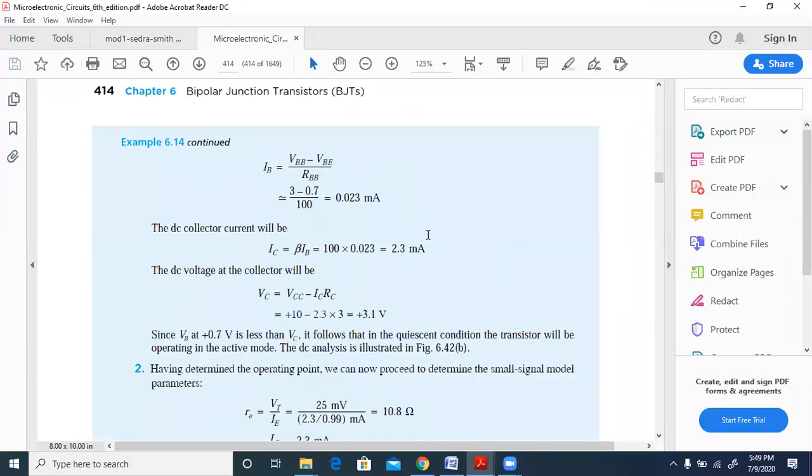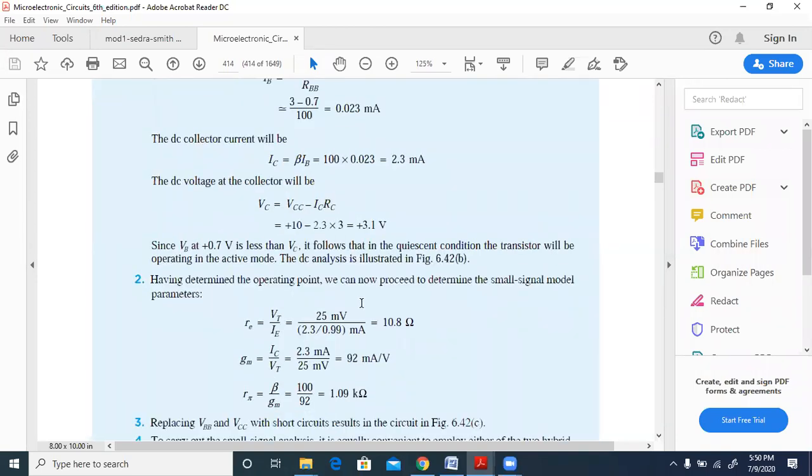So we are fixing up the quiescent operating point over here. All that is calculated here till this point. We have determined the operating point here. Now next what we do is we try to find out the value of RE, GM and RPI.